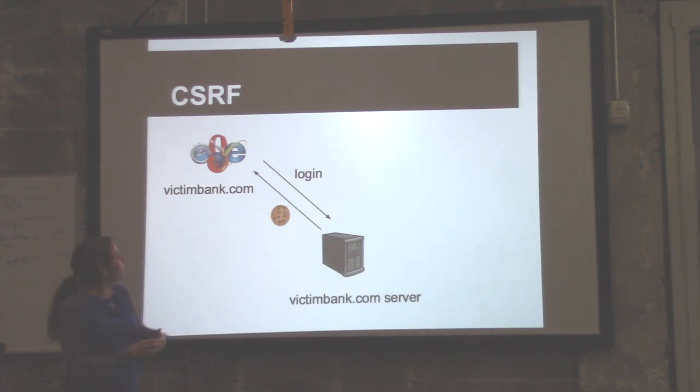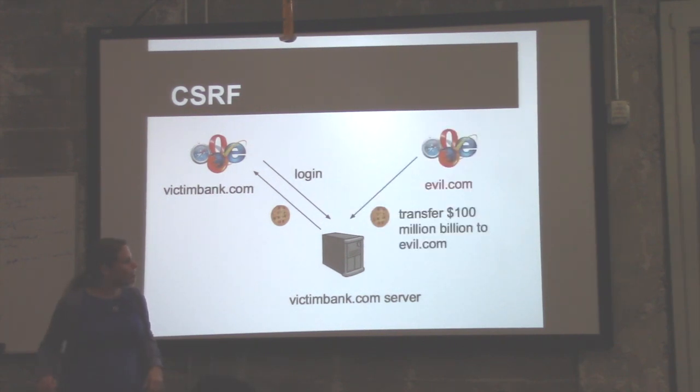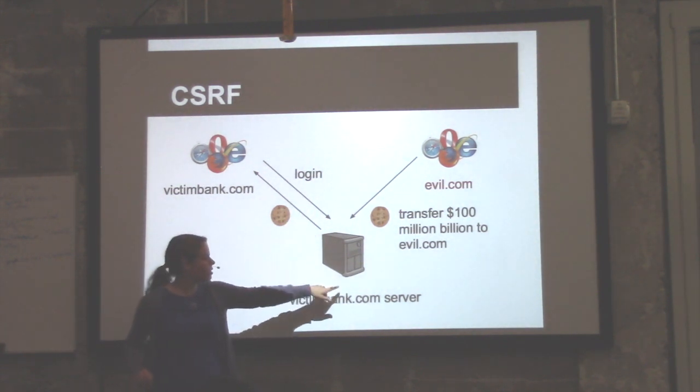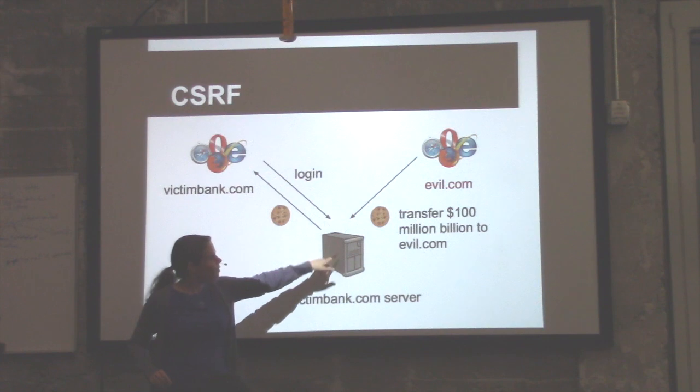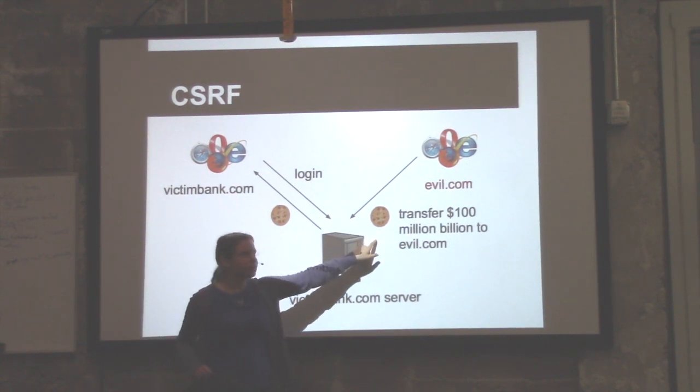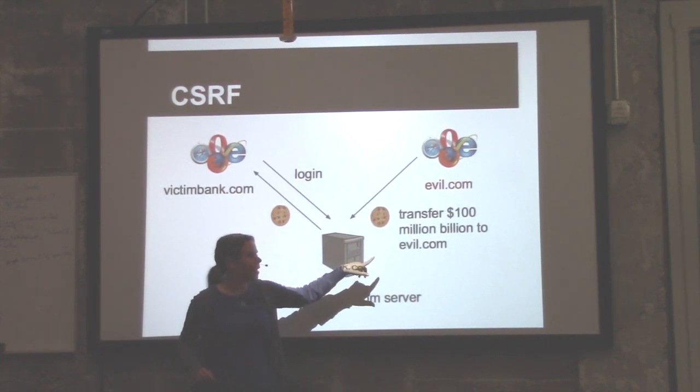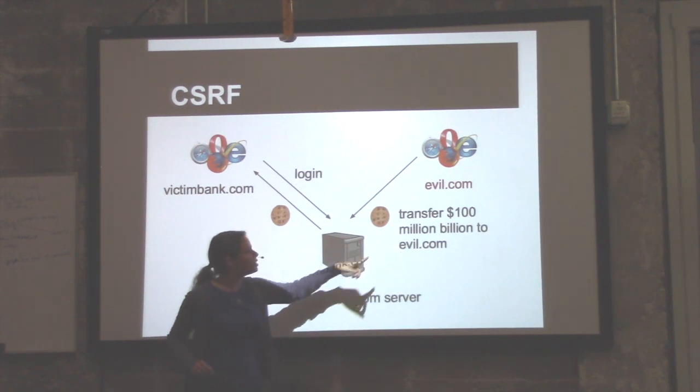An example is we have this bank here, and you go log in at this bank. It sets the session cookie in your browser. Then you get tricked into visiting evil.com. And evil.com sends a request from your browser to this victimbank.com website, and that request gets sent with your session cookie. So this request acts on your behalf, and this is your $100 million.